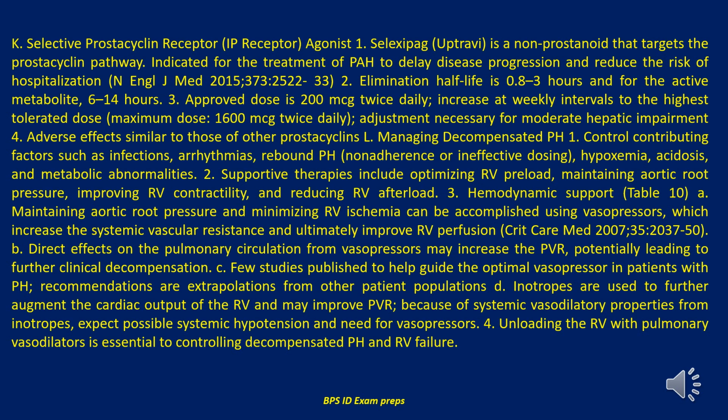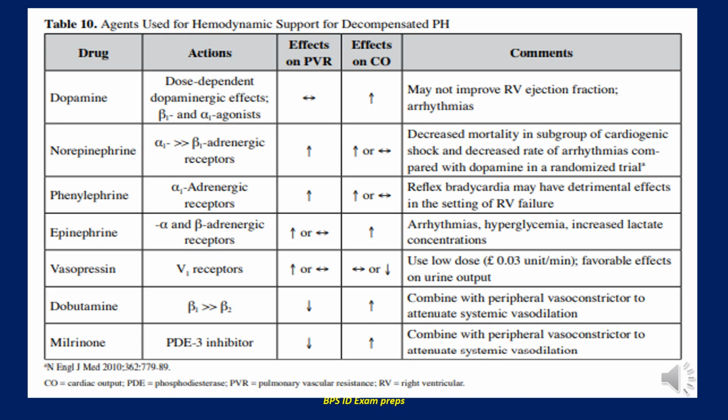Inotropes are used to further augment the cardiac output of the RV and may improve PVR because of systemic vasodilatory properties of inotropes. Expect possible systemic hypotension and need for vasopressors. 4. Unloading the RV with pulmonary vasodilators is essential to controlling decompensated pulmonary hypertension and RV failure. Pause the video and carefully scrutinize Table 10 summarizing agents used for hemodynamic support for decompensated pulmonary hypertension.